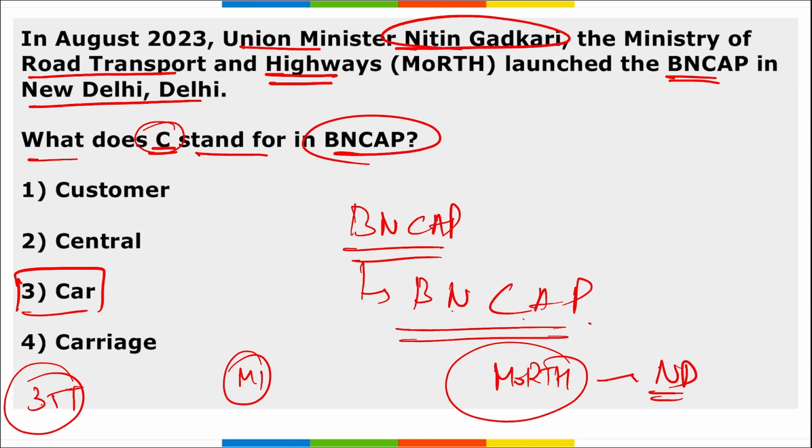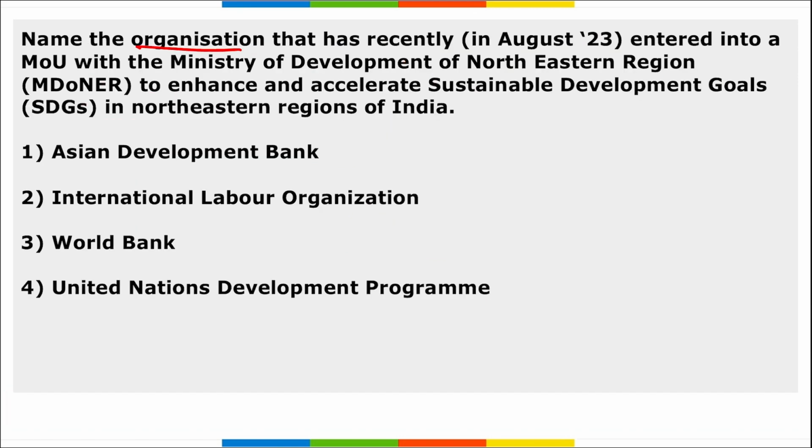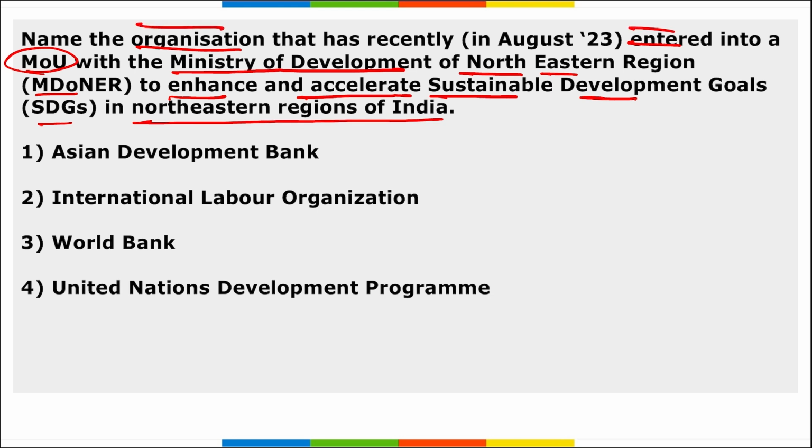Correct? Next, name the organization that has recently entered into an MOU with Ministry of Development of Northeastern Region to enhance the accelerated sustainable development goals in northeastern regions of India. I repeat, which is the organization that entered into an MOU with Ministry of Development of Northeastern Region to enhance and accelerate the sustainable development goals in northeastern region of India? It is United Nations Development Program.